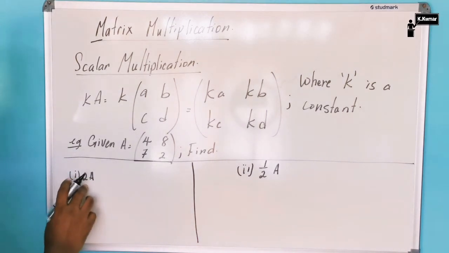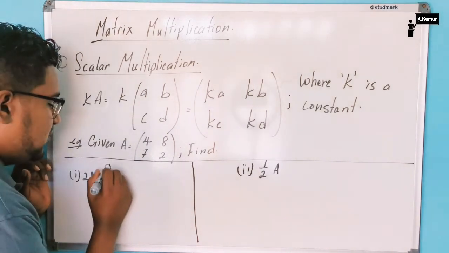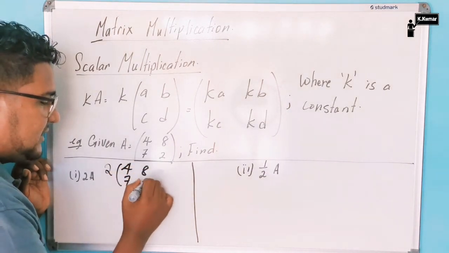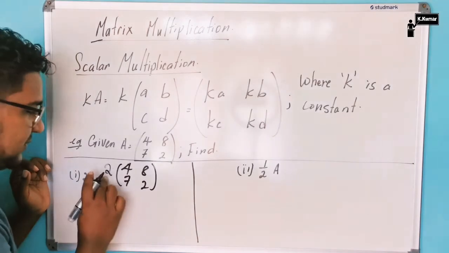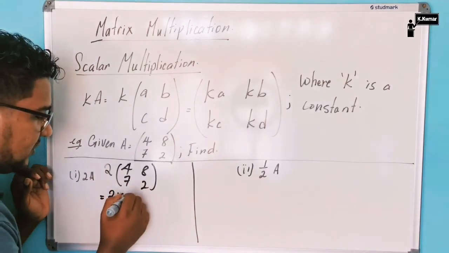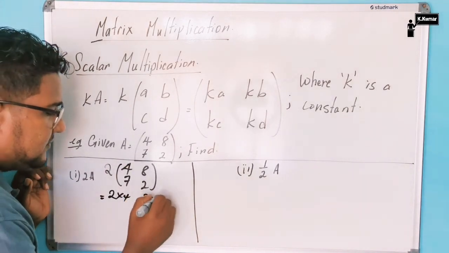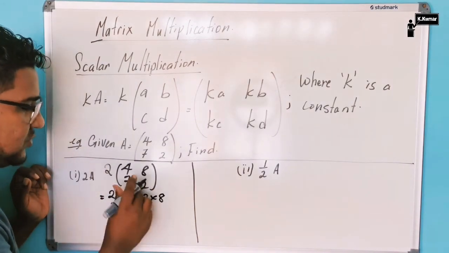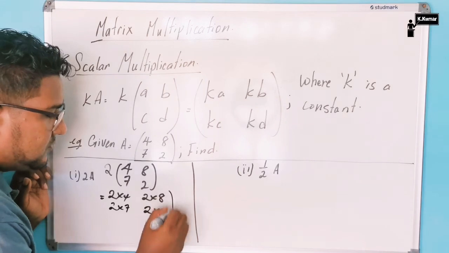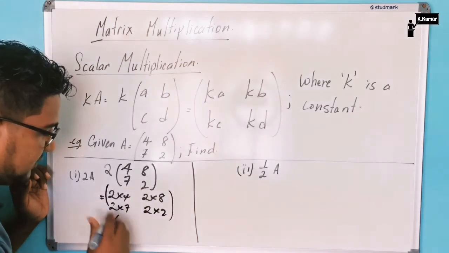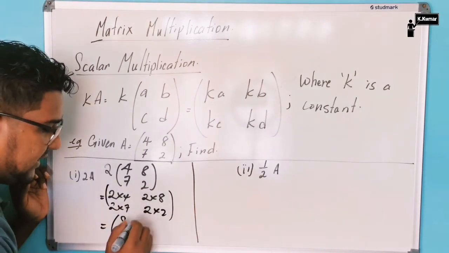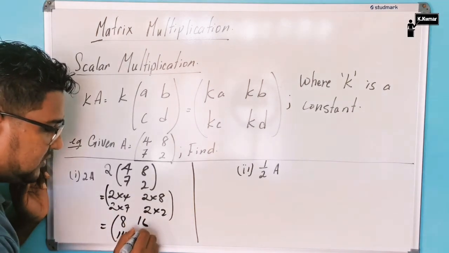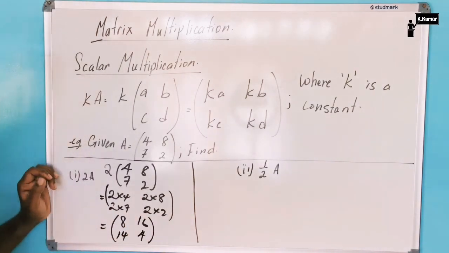So the constant given here is 2, so that's going to be 2 multiplied by the matrix A, which is 4, 8, 7, 2. And that's going to be 2 times 4, 2 times 8, 2 times 7, and 2 times 2. And that's going to be 2 4s is 8, 2 8s is 16, 2 7s is 14, and 2 2s is 4.